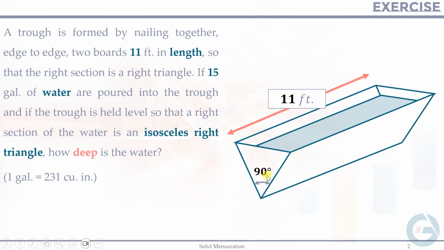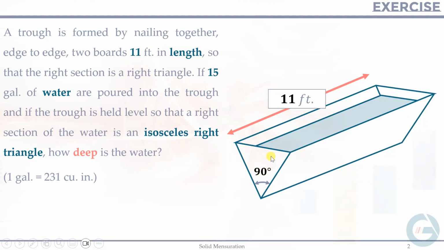So these are the two boards that are nailed together, the front and the back. The concept here is actually a prism. So this is the length of the prism and the triangle is the base of the prism.